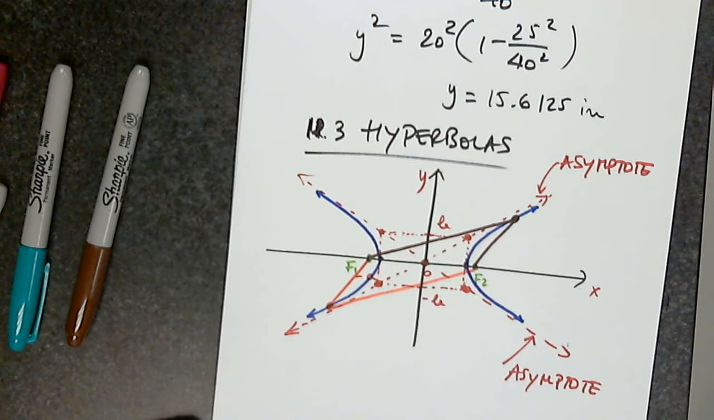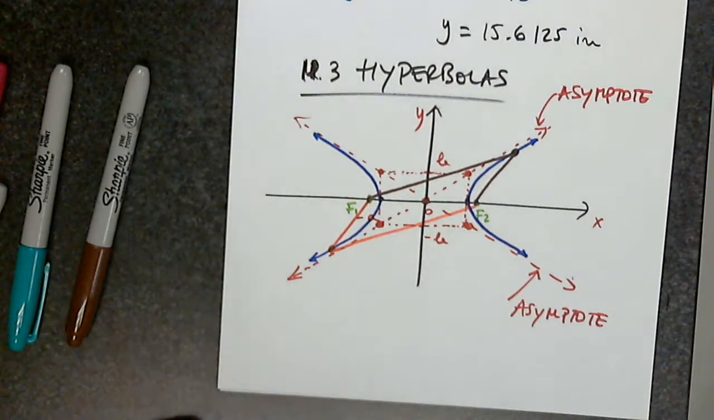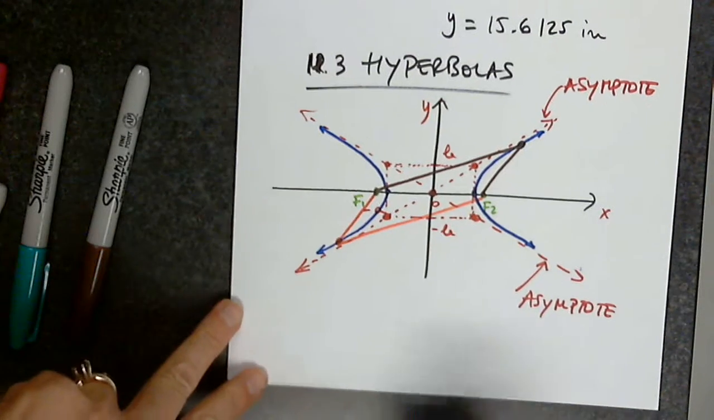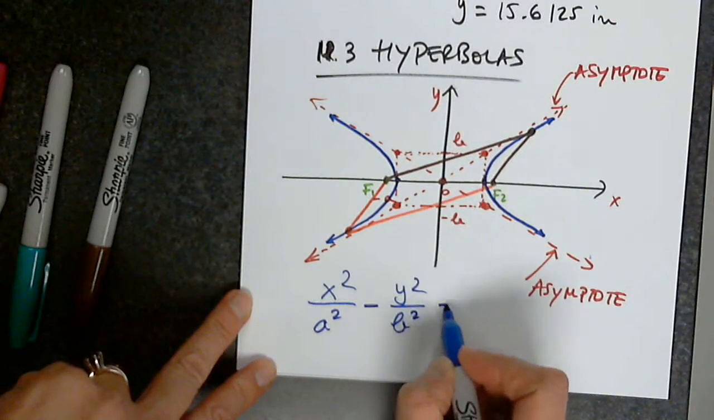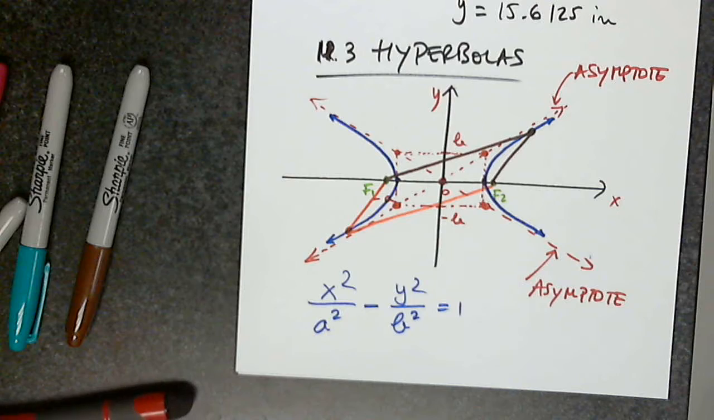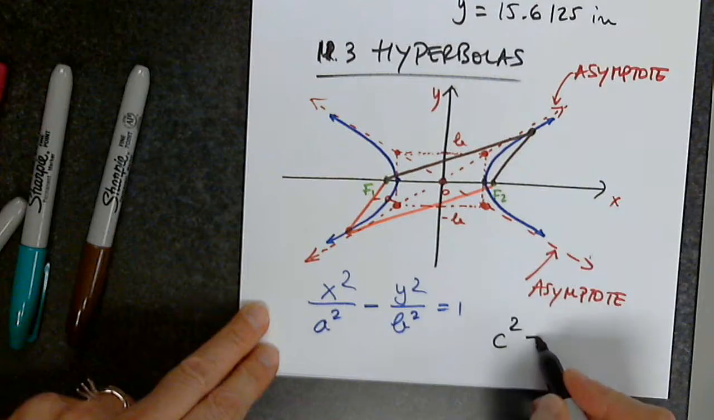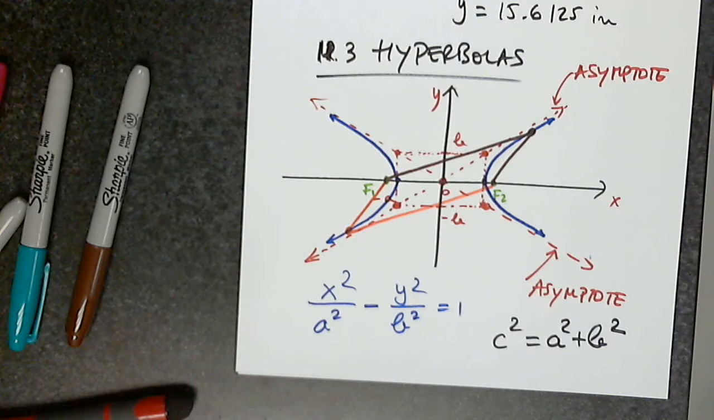So let's look at the equation. The equation of the hyperbola is very similar to the equation of the ellipse. What is the difference? Exactly. That is the only difference. It's minus. The other difference is that now c squared is much nicer. C squared is a squared plus b squared.